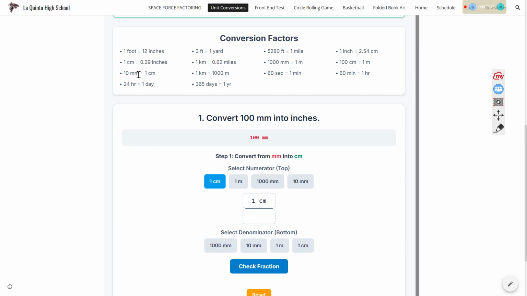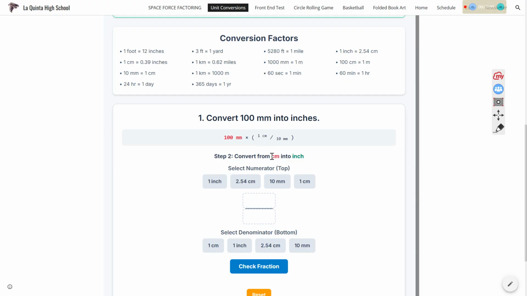Since it says 10 millimeters, that means 10 millimeters goes here. Notice these two quantities are equal. So if I divide them and multiply by this value, we haven't changed its value. We're just changing the way it looks, the units that we're measuring it in. Once you put these two things in, you hit check fraction, and it'll tell you correct or incorrect. Then it'll show you what you would write down in your notebook.